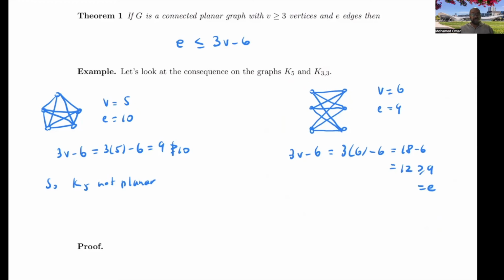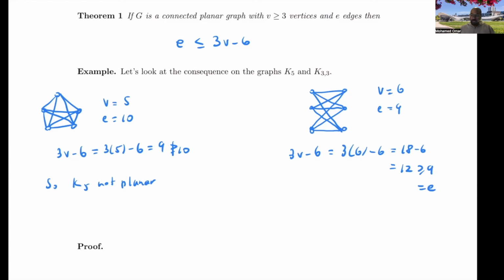Actually, we can't conclude that from this. This statement says, if you're planar, you have to satisfy this. It doesn't say that if you satisfy this, you're planar, right? It only goes in the one direction. So planarity demands that this inequality is satisfied. But you could satisfy this inequality and still be not planar for some other strange reason.